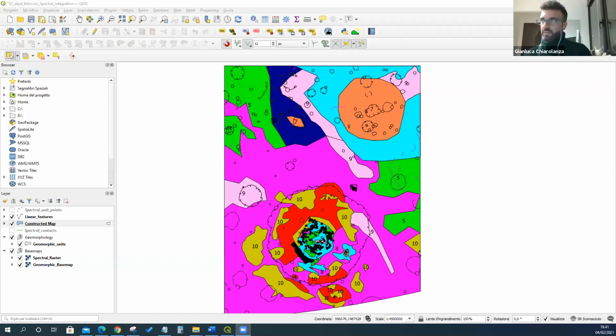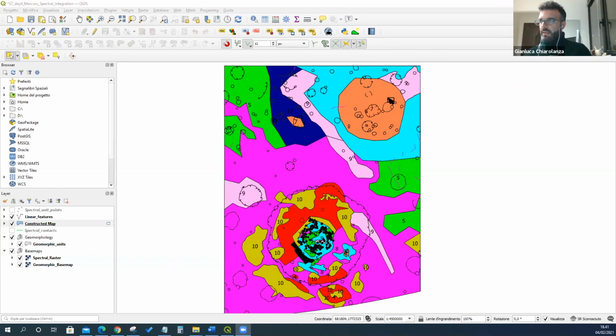Okay, thank you very much. Yes, so I'm going to share my screen. I think it's this one. Okay, can you see my screen? The QGIS map. Can you see it? Yes, we can. Okay, good.